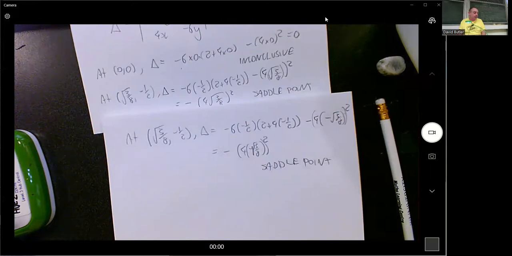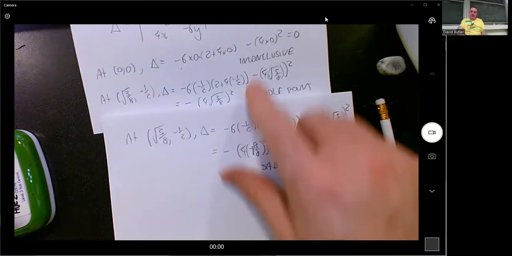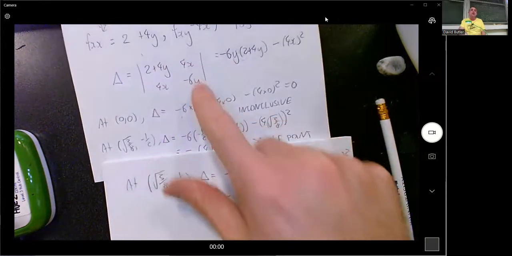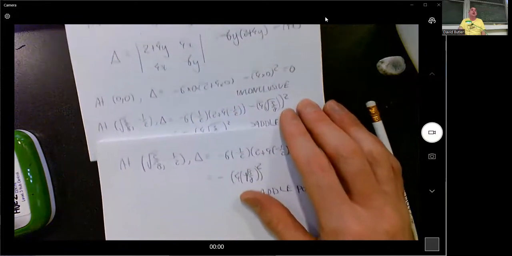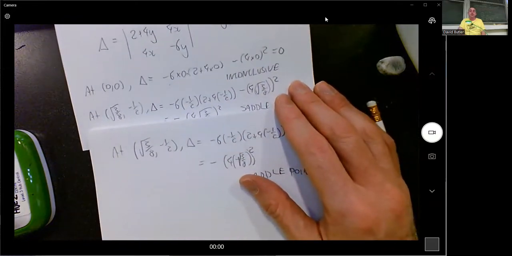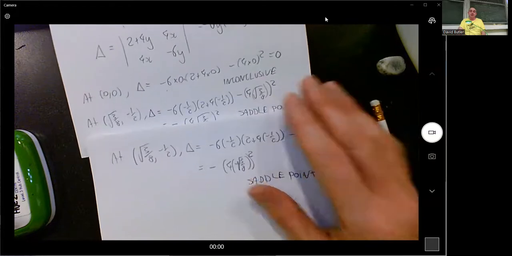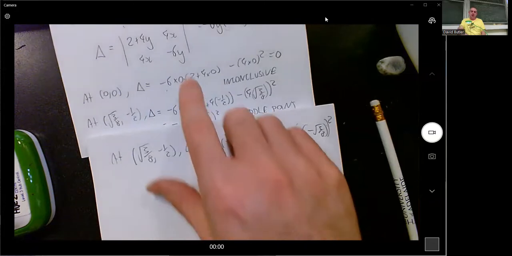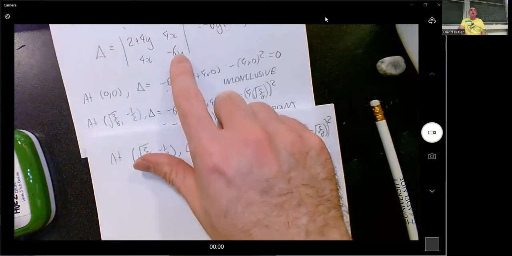So what would have happened is that it would have come out to be positive, and then I would have had to go back here and sub it into just one of those two bits and decide whether that's positive or negative. So if this had come out to be positive, then I would have gone back here and gone, oh, that's negative, and so that would be a maximum.